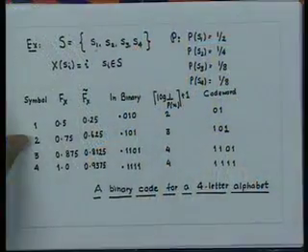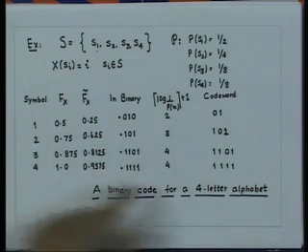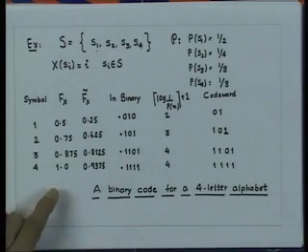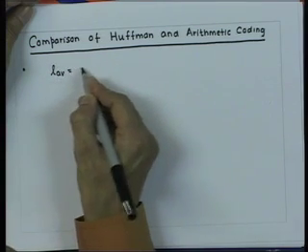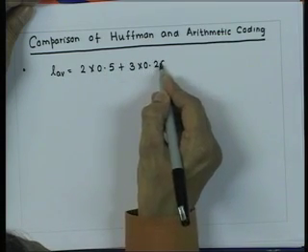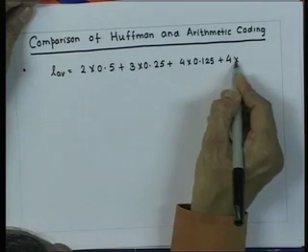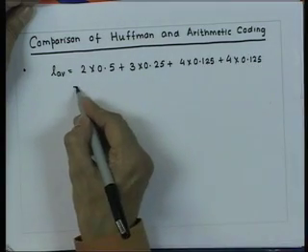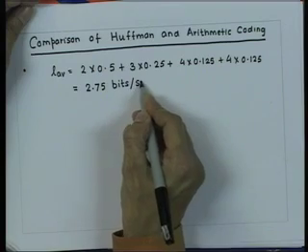For the example which we had discussed earlier, if we look at the arithmetic code which we obtain for this source is given here, and if we calculate the average length for this code, then it turns out to be 2 into 0.5 plus 3 into 0.25 plus 4 into 0.125 plus 4 into 0.125, and this is equal to 2.75 bits per symbol.